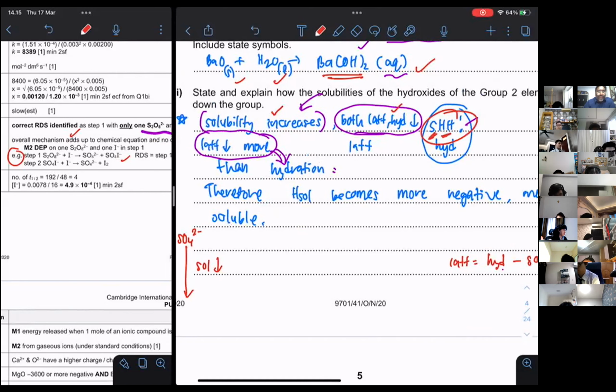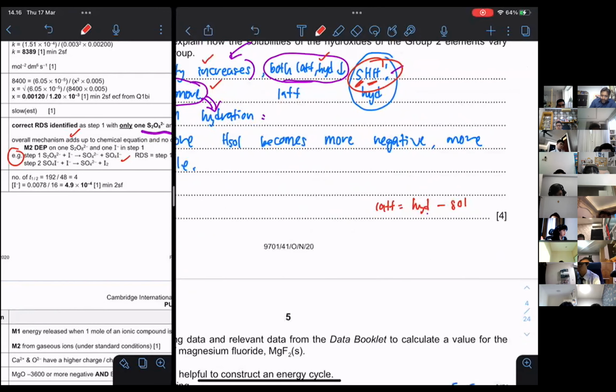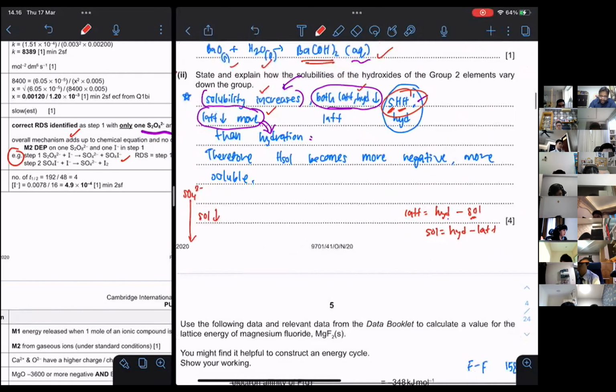So now I'm not doing sulfate, it's hydroxide. So what will decrease more? Lattice energy will decrease more for hydroxide. This is how I memorize. So lattice energy decreases more than hydration. Therefore, when you rearrange this formula, you don't need to show it, but when I rearrange it, I notice that when lattice energy is decreasing more, what will happen to my solution?